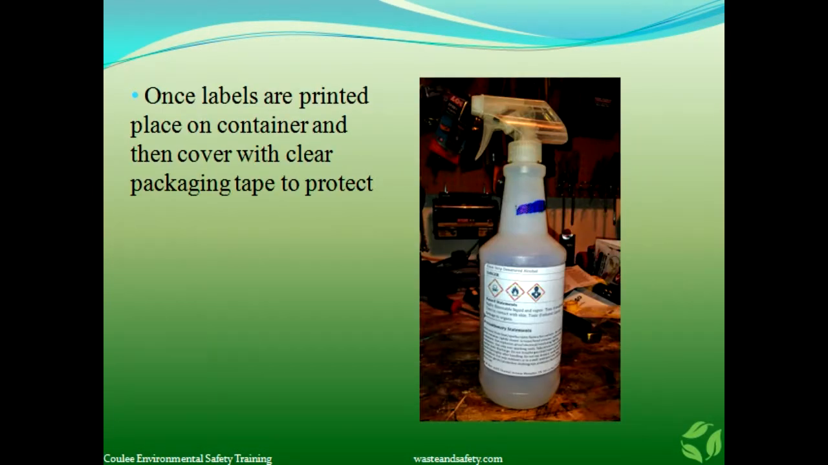Once you've created those labels and transferred that information into the template, then you can simply print them out and place them on the portable container. It's advisable to cover them with some clear packaging tape. That way it'll protect the label from getting smeared by anything that may leak on it. And you are set to go with a properly labeled portable container of a hazardous material.